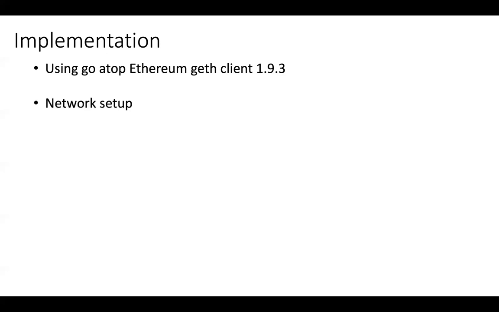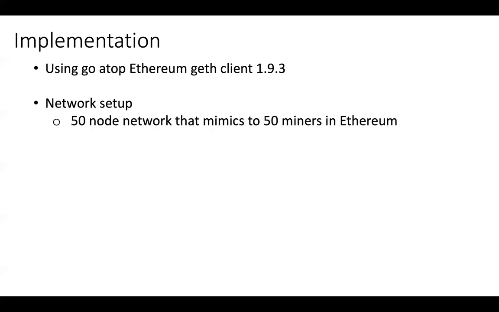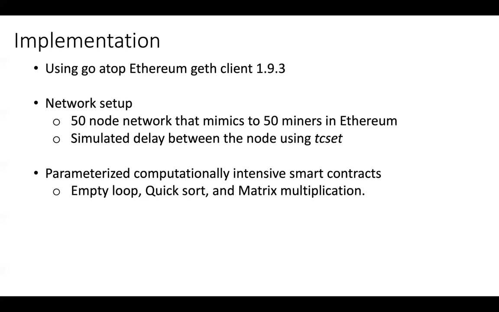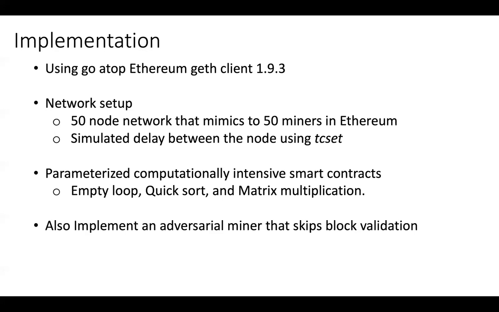We also have an implementation. We implement Tuxedo atop Ethereum Geth client version 1.9.3. We evaluate this in a distributed setting with 50 nodes that mimics the top 50 miners in Ethereum. We also have a simulated delay between these nodes, which we simulate using tc-netem. We test both Tuxedo and Ethereum with various smart contracts like empty loop, quicksort, matrix multiplication, etc. We also implement an adversarial miner that skips block validation and test both Ethereum and Tuxedo.